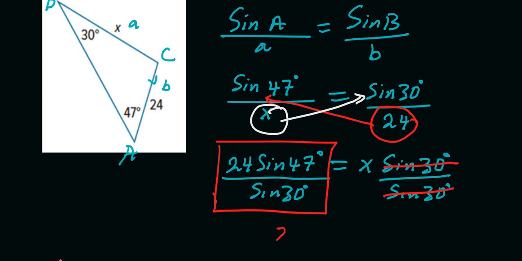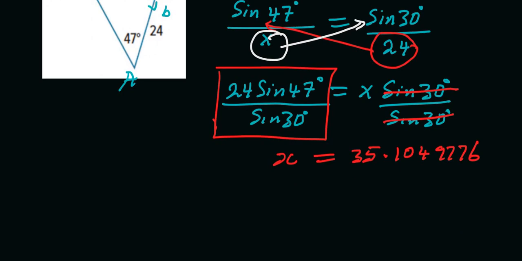All right, so x is now equal to 35.10497776, and to the nearest tenth, this will be equal to 35.1. And this is the final answer to this question. I hope it makes some sense. All right, let's move on.